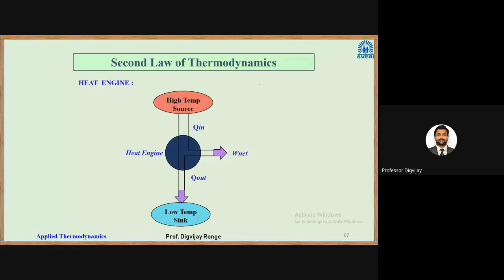So this is the very famous general diagram for heat engines. There is a source which is at temperature TH. Then we take some amount of heat QH, some work is produced, and then some amount of heat, QL, is rejected to the sink at temperature TL.